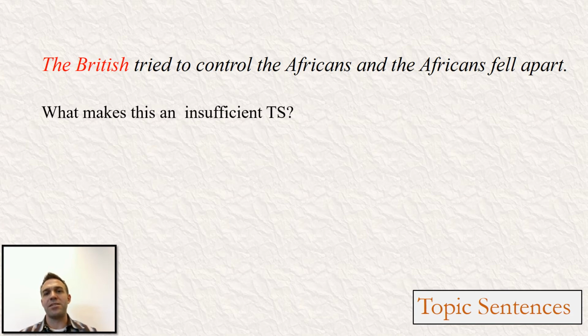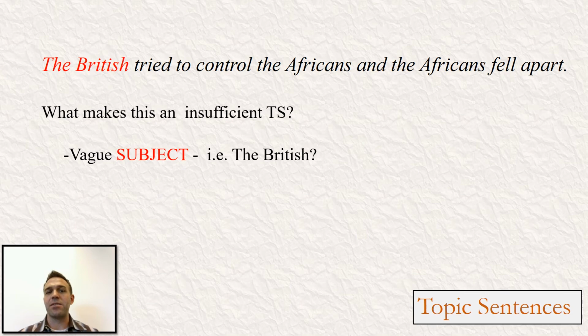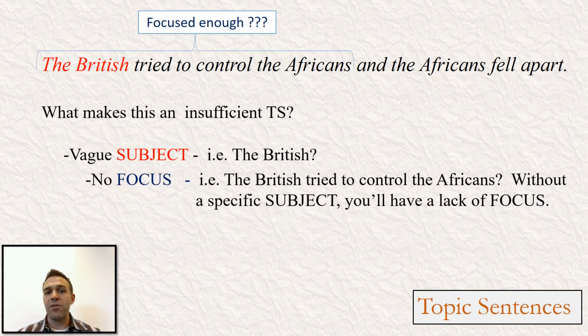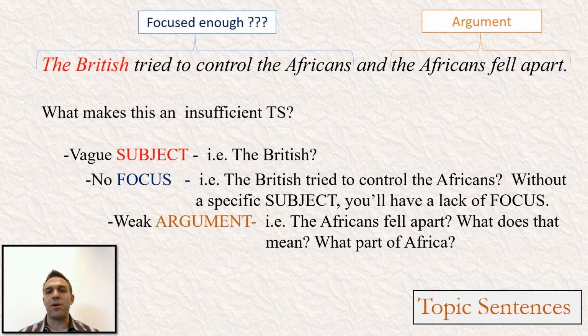Let's talk about the different pieces that make this an insufficient topic sentence. First, we have our subject. It's kind of a vague subject. Who are the British? British colonists, British missionaries, maybe more specific. There's also very little focus. It says that the British tried to control the Africans, but how? What are we talking about? How did they try to control them? And there's also not much of an argument. The Africans fell apart. I don't know what that means. I know it's the title of the book, but I don't know what it means. We need to be more specific. We need to have a better argument. So we got to work on this topic sentence.